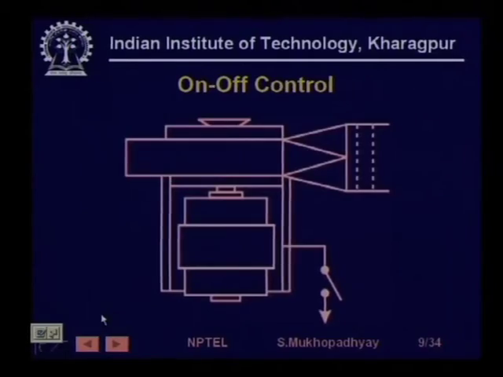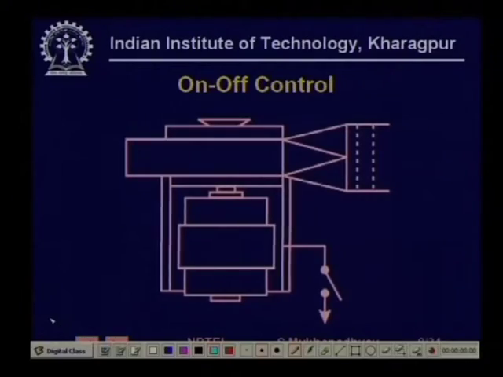Now let us see what are the various ways of controlling. One of the easiest ways of controlling airflow is to switch on and switch off a fan. This happens regularly. If you see a home air conditioner, you must have noticed that the compressor switches on and off, right. So, it is a kind of on-off control. In a similar way, if you want to control flow, then you can also switch on the fan.